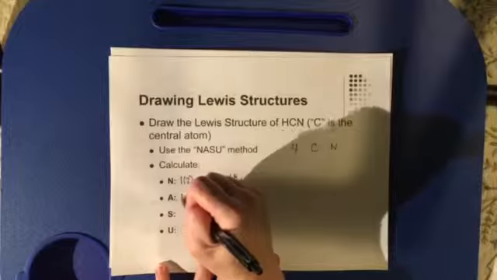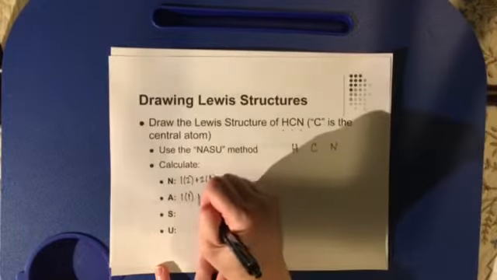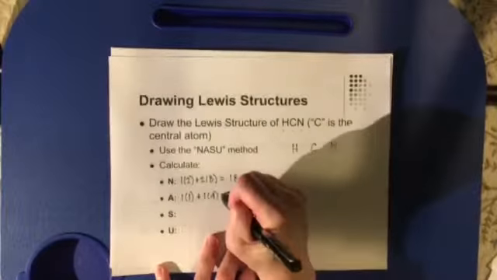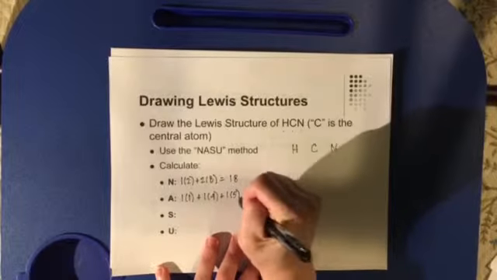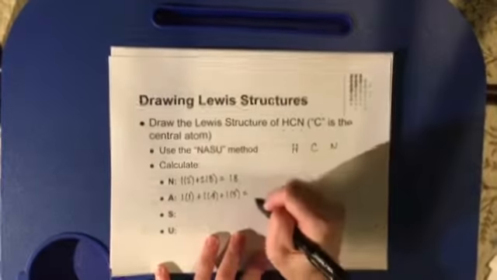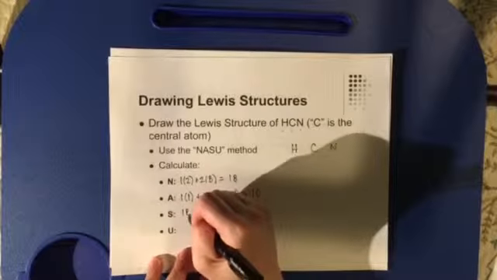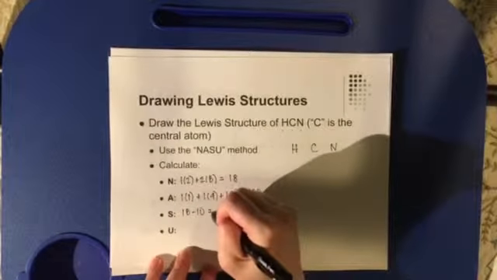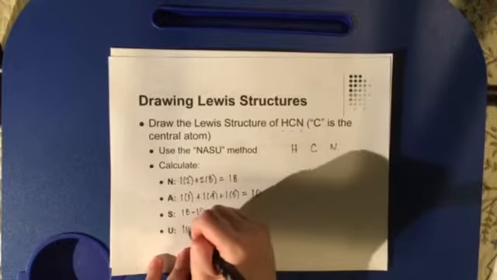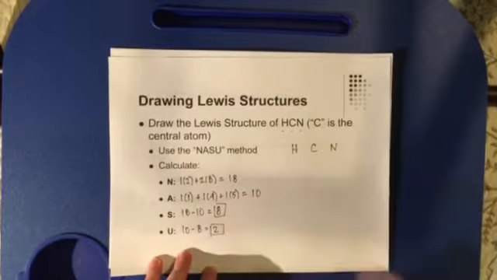Available, we have 1 hydrogen that has 1 available. We've got 1 carbon that has 4 available. 1 nitrogen that has 5 available. 1 plus 5 plus 4, here we've got 10. So shared will be 18 minus 10 equals 8. And then unshared will be 10 minus 8 equals 2. So we've got 8 shared, 2 unshared.